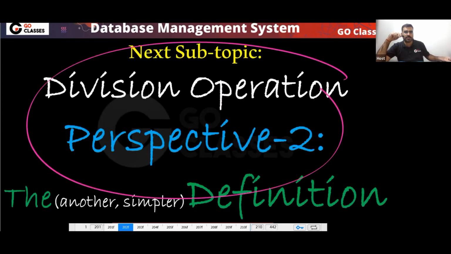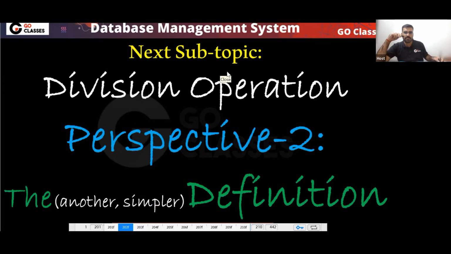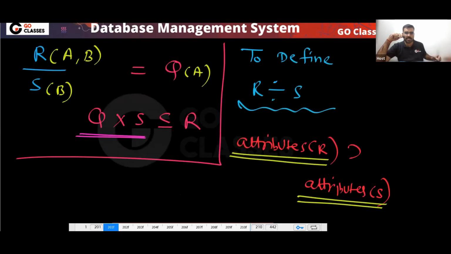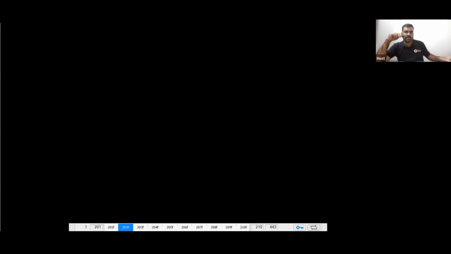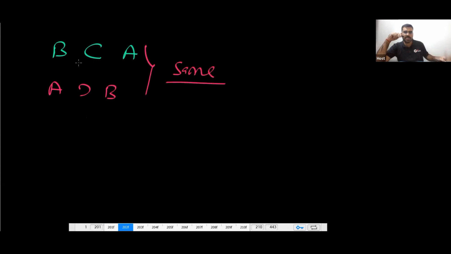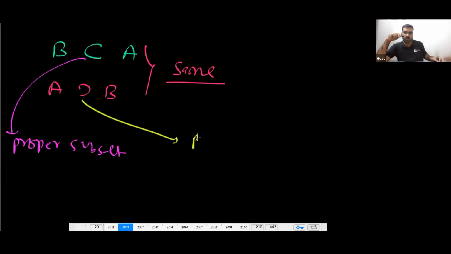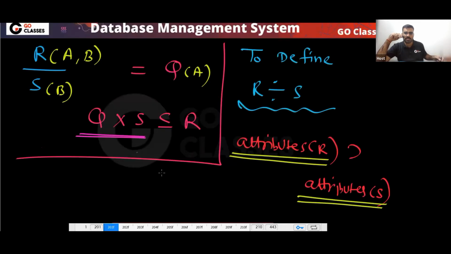Now, the division operation perspective number 2 that we have already seen. Both are same. If B is a proper subset of A, or A is a superset of B, then both are same. Here you can say B is a proper subset of A. Here you can say proper subset, here you can say proper superset. There is no difference between these two. Both are the same things. So basically you are saying that attributes of S must be a proper subset of attributes of R.